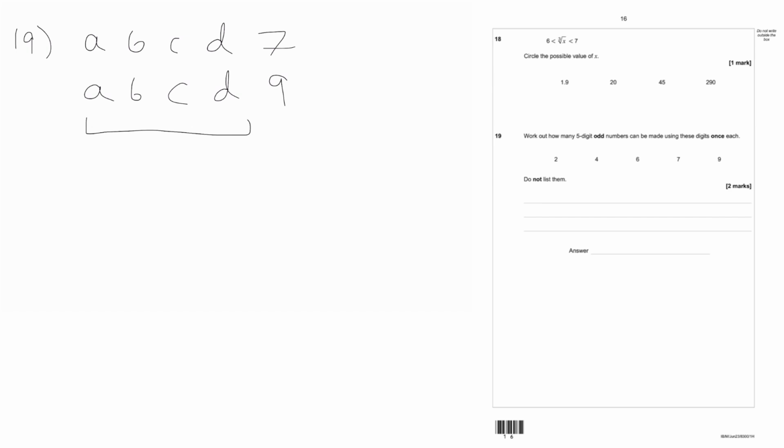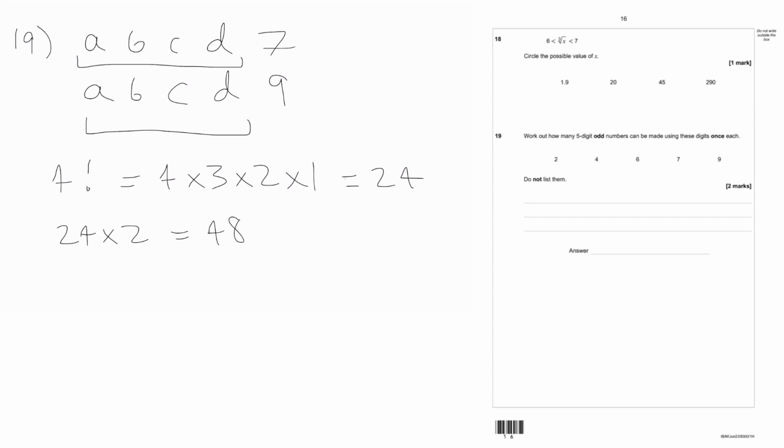The way we work this out is the number of combinations of 4 digits is going to be 4 factorial, which is 4 times 3 times 2 times 1. 4 times 3 is 12, times 2 is 24, so it's going to be 24. But then we do this twice, once for when we have the last digit of 9, and once for when we have the last digit of 7. So the actual answer is going to be 24 times 2, which is 48. So there are 48 different 5-digit odd numbers that can be made.